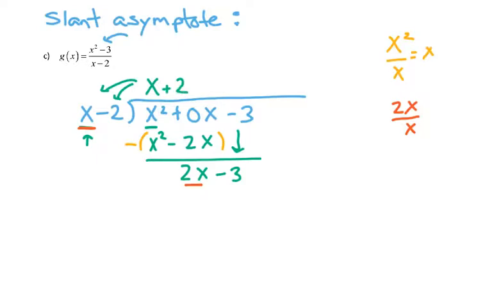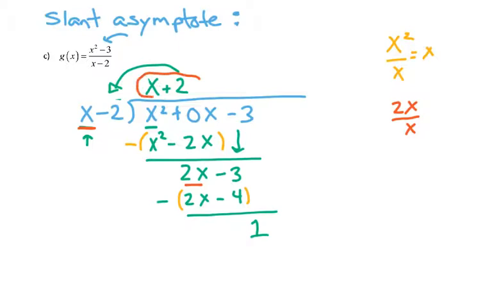So we don't really need to do this next step, but we're going to multiply again, just so you remember how this works. That would be 2x minus 4, and then we subtract. Remember, there are parentheses here. So 2x minus 2x is 0, minus 3 plus 4 is 1. So we have a remainder of 1, but this is what we're interested in.